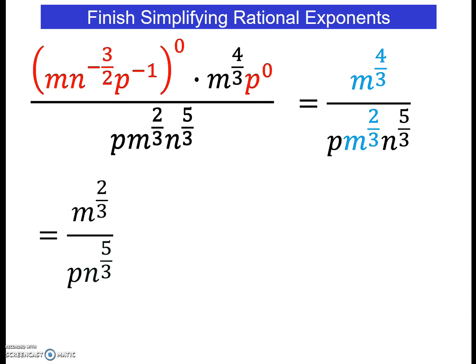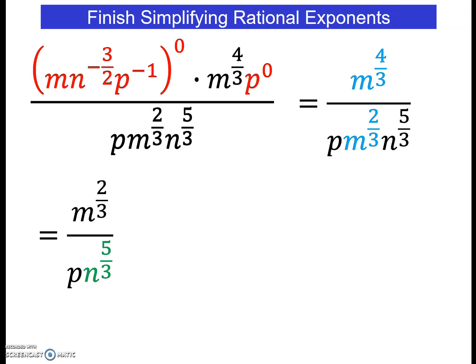Now, what we have here is this n to the 5/3. This is what I was talking about where we can't have fractions in the denominator. It's the same idea as if we couldn't leave a radical in the denominator. Because remember, this is technically the cubed root of n to the 5th. And so since we have a cubed root of something, we need to make sure we're balancing it out and we're getting rid of that fraction in the denominator.